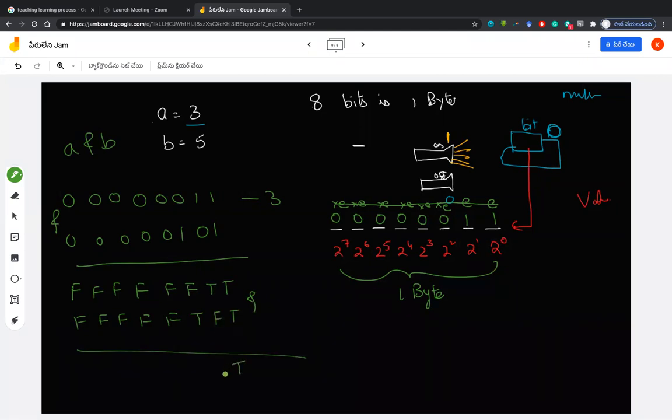True, true and false: false. False, false and true: false. False, false. Everything is false because false and false is false. Now convert them into our numbers.